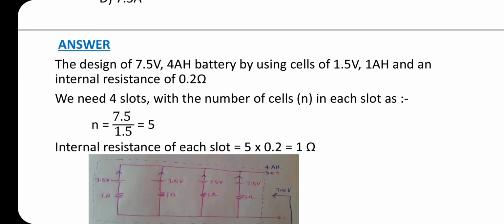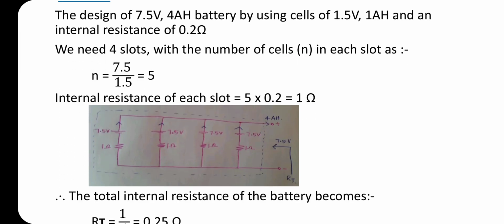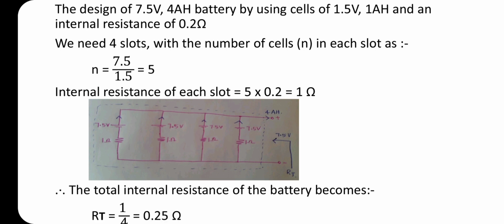We can design the battery of 7.5 volt 4 ampere hour by using cells of 1.5 volt 1 ampere hour and an internal resistor of 0.2 ohm. We need 4 slots with the number of cells n in each slot as n equal to 7.5 divided by 1.5, which is equal to 5. Internal resistance of each slot equal to 5 into 0.2, which is equal to 1 ohm.